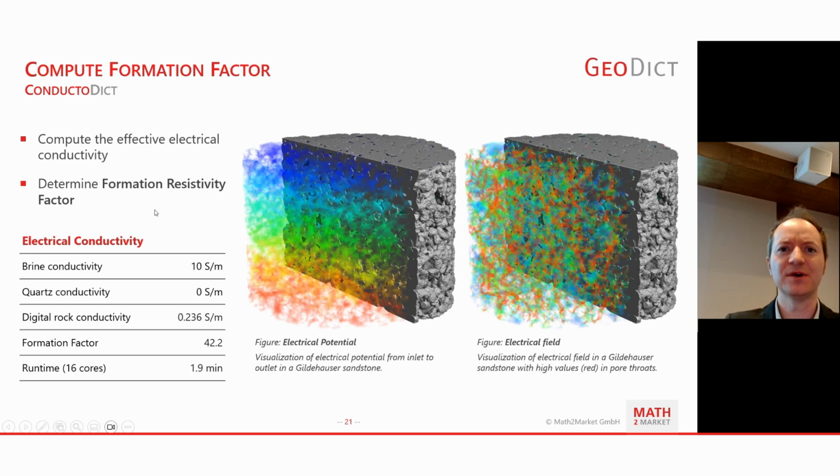Being able to do an m and n exponent setup, you can also compute the formation factor with GeoDict by computing the electrical conductivity and applying the according equations. So here are some results for Gildehauser sandstone. At first, the electrical potential in the rock. So we have a potential difference applied here. And on the right-hand side, the electrical field that's computed, giving you a formation factor in this setting of 42 for the Gildehauser sandstone. So the runtime is pretty low, as you can see.